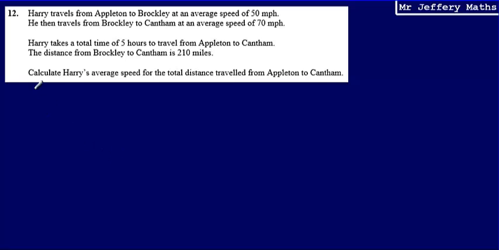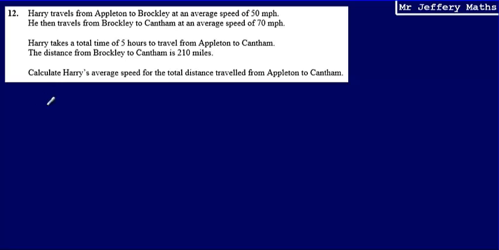This is question 12. Here we're told that Harry travels from Appleton to Brockley at an average speed of 50 miles per hour. He then travels from Brockley to Canton at an average speed of 70 miles per hour. We're then told that Harry takes a time of 5 hours to travel from Appleton to Canton. And we're told the distance from Brockley to Canton is 210 miles. We're asked to calculate Harry's average speed for the total distance travelled from Appleton to Canton.